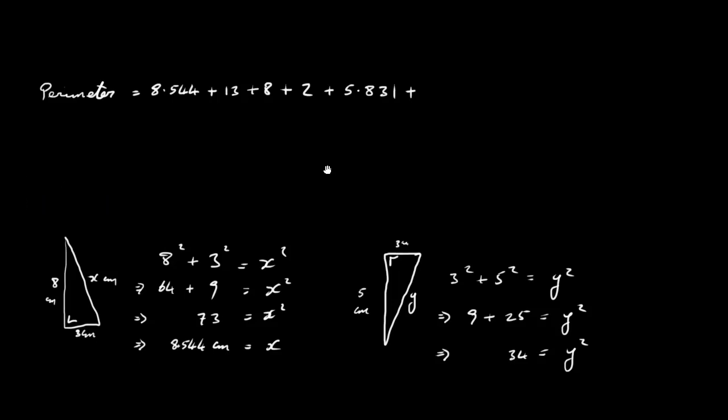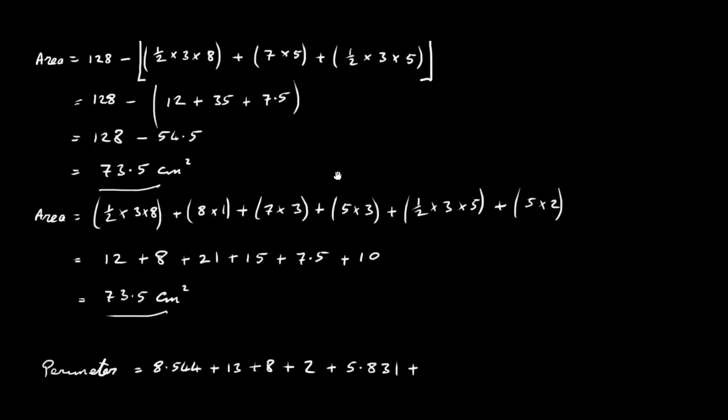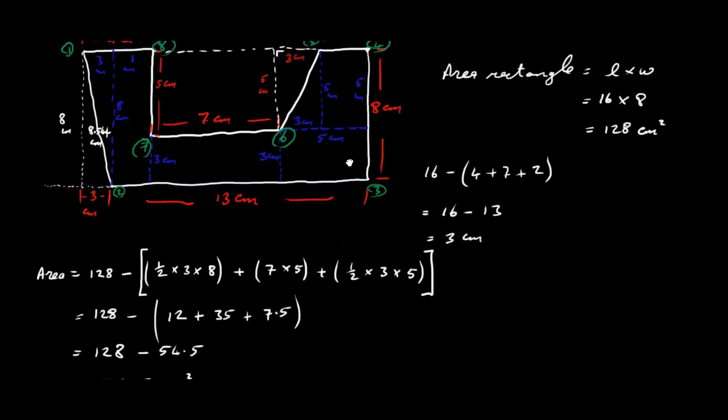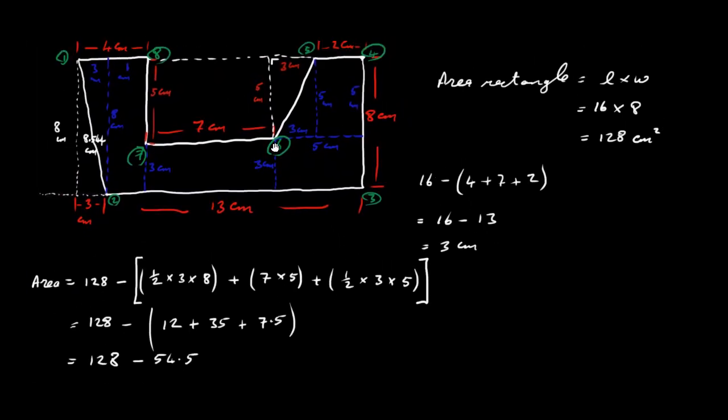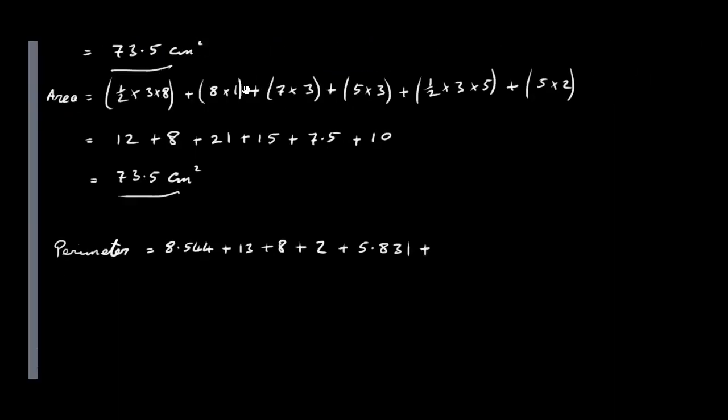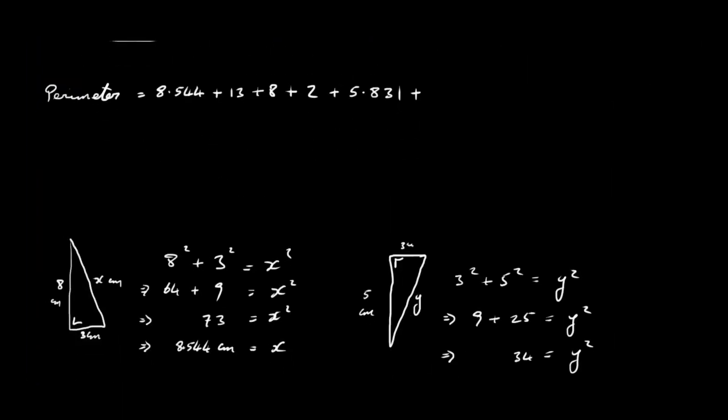Okay, so let's move on again. Where are we now? We're down here at number 6. So now we've got to go across here to number 7. So that's 7 centimeters here, 5 centimeters up here, and 4. So it's 7 plus 5 plus 4.